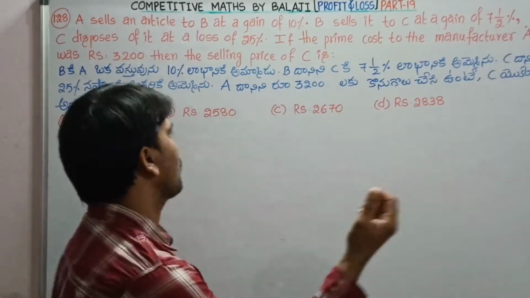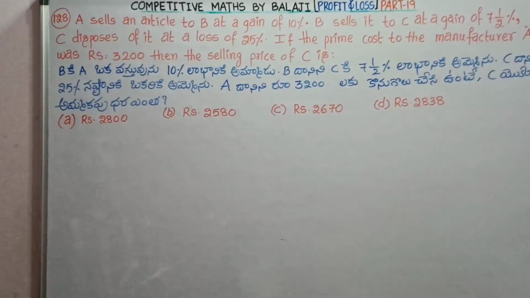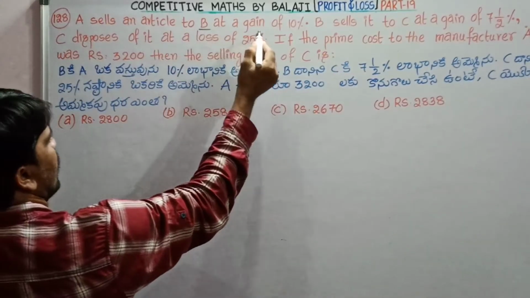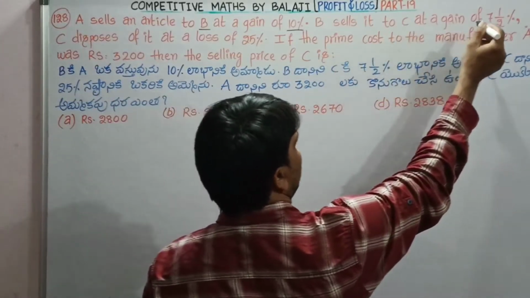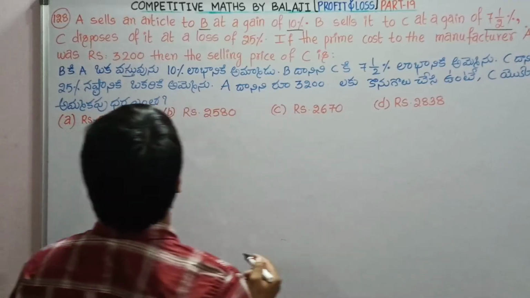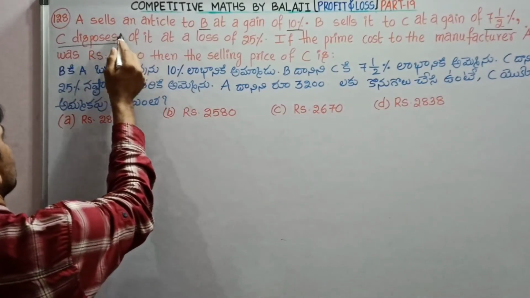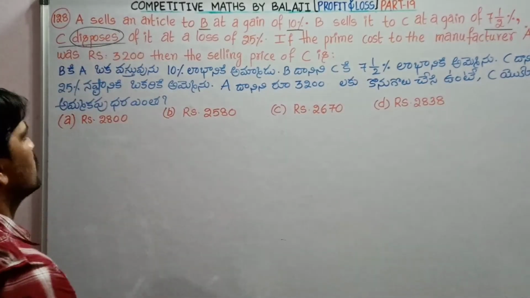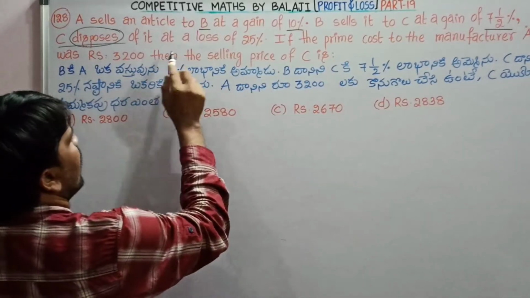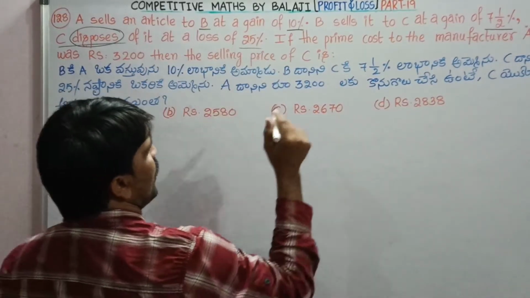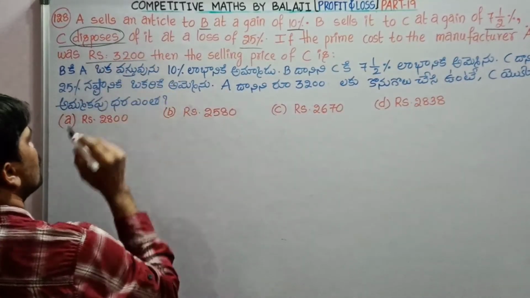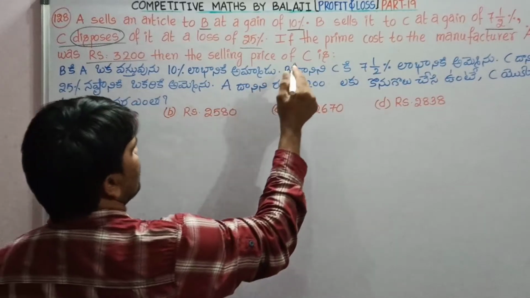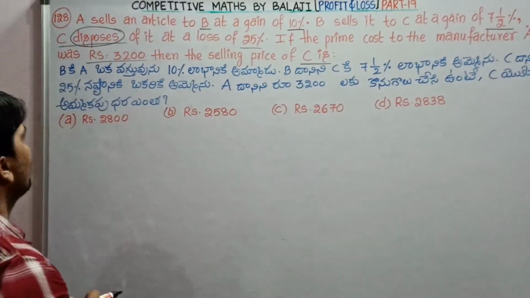Next question. 128. A sells an article to B at a gain of 10%. B sells it to C at a gain of 7.5%. C disposes, disposes means selling, of it to someone else at a loss of 25%. If the prime cost to the manufacturer A was rupees 3,200, then the selling price of C is? Okay.